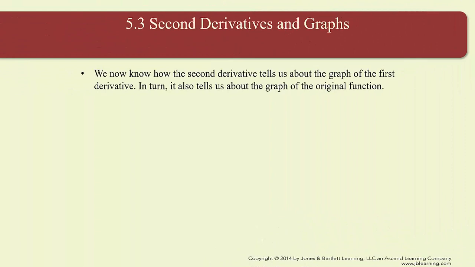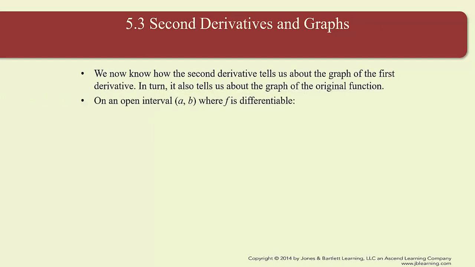All right, so now we know how the second derivative tells us about the graph of the first derivative. The second derivative tells us where the derivative is increasing or decreasing. But the second derivative can also tell us something about the graph of the original function.